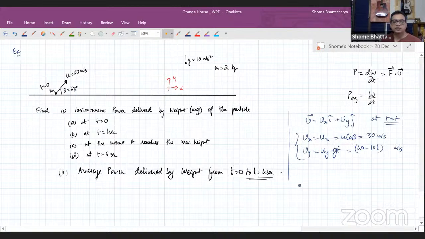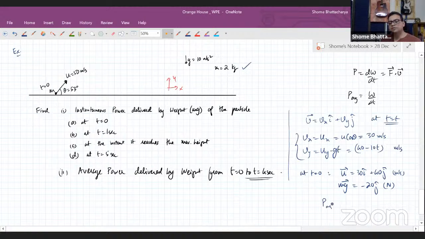So now just use these formulae. At t equal to 0, the initial velocity in component form is 30 i cap plus 40 j cap, and the gravitational force is minus 20 j cap in newtons, because the mass is 2 kg and g is 10 meters per second square. So power delivered by mg is going to be mg dot velocity. So you can see it is minus 800 watts. Just the dot product of these two you have to calculate. So this is the A part for the first question.